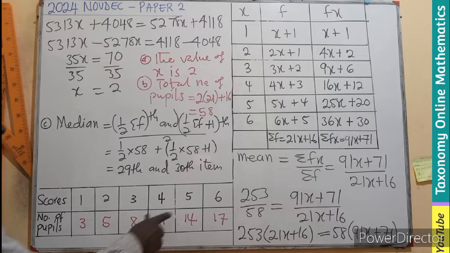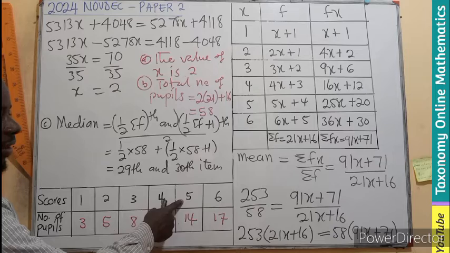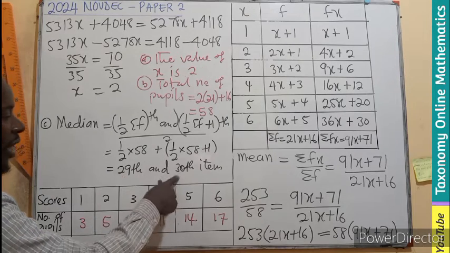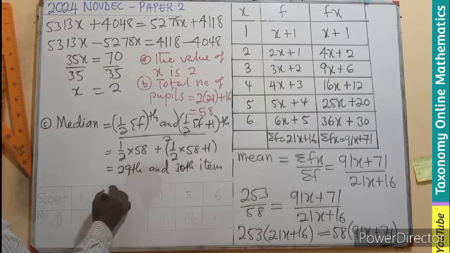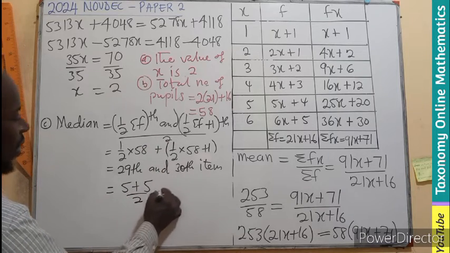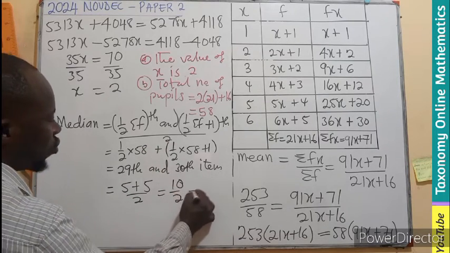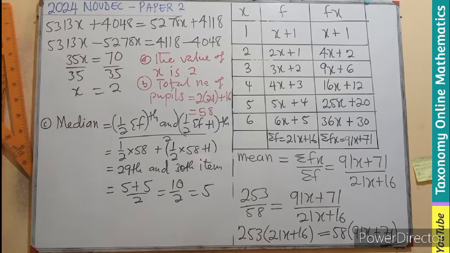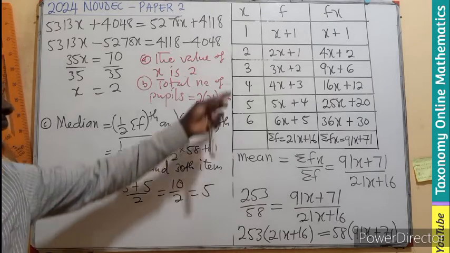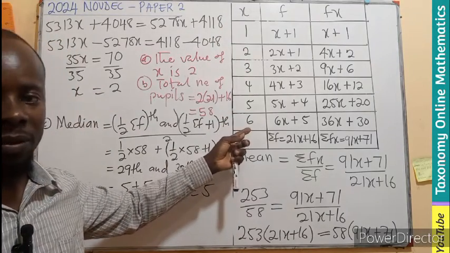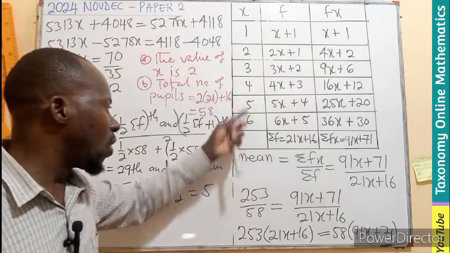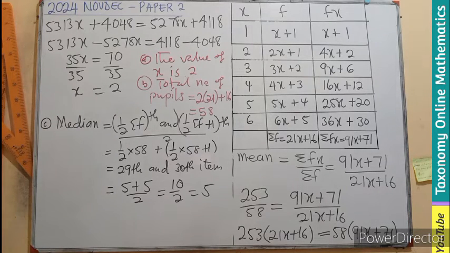So our median is going to be here. So 5 is on the 29th position, 5 will be on the 30th position. So our median will be 5 plus 5, remember, divided by 2, and that will give us 10 divided by 2 equals what? 5. Meaning the median is going to be 5 from the score, the median score. We are not dealing with the frequency. Frequency helps us to find the score. So the median score is going to be the 5.